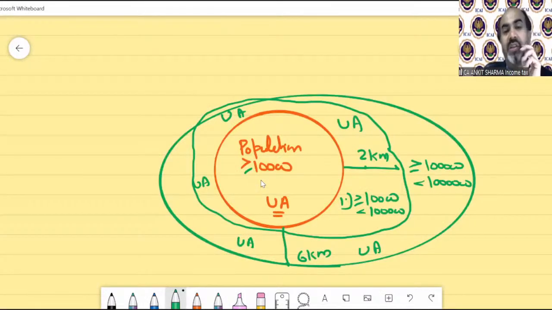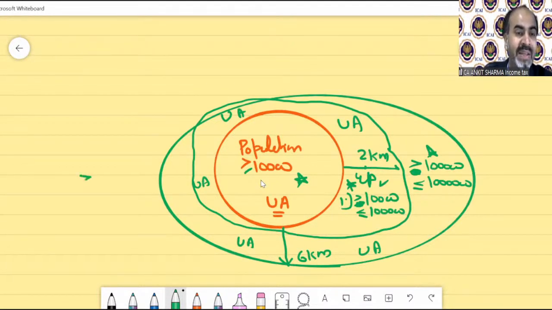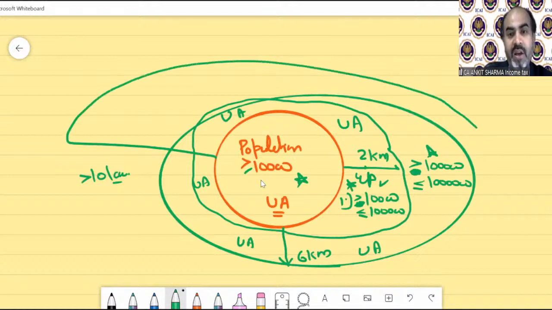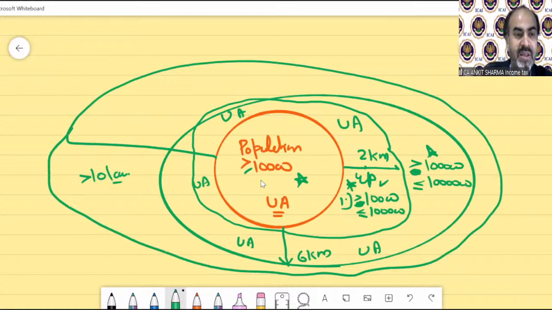So it says if the population is exceeding 10,000 and up to 1 lakh, then the limit after the municipal area up to 2 kilometers will also be treated as an urban area. If the population is exceeding 1 lakh and up to 10 lakh, not rupees, of course, sorry, population, and we are talking about the population of this area only, in that case 6 kilometers from the boundary will be treated as urban area. And if the population exceeds 10 lakh, then 8 kilometers from this range will be treated as urban area.